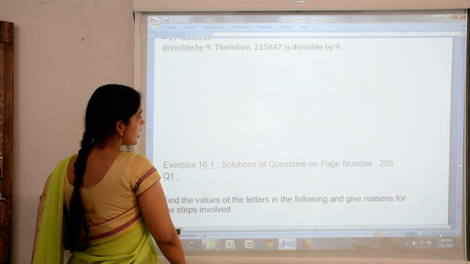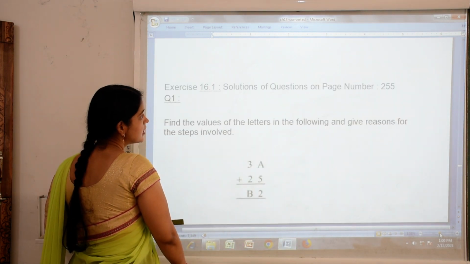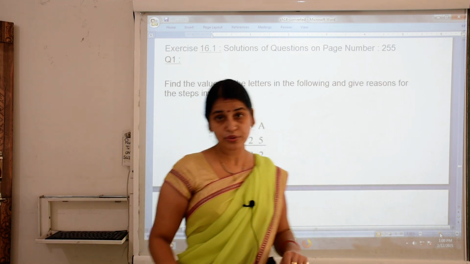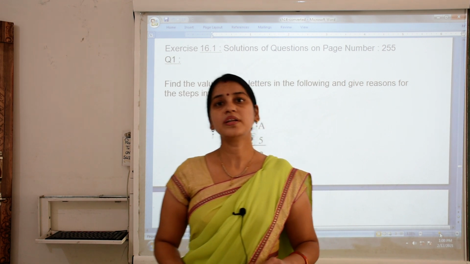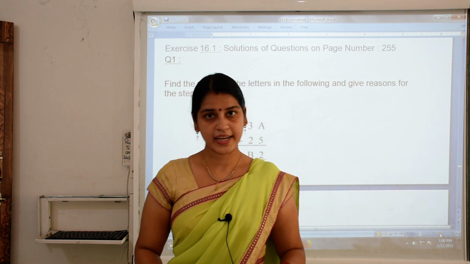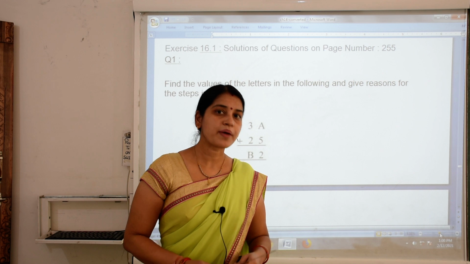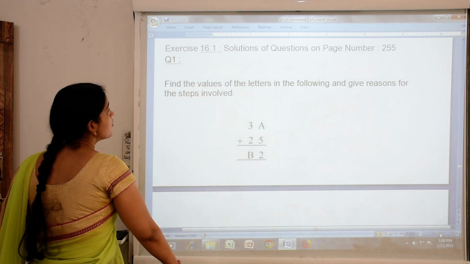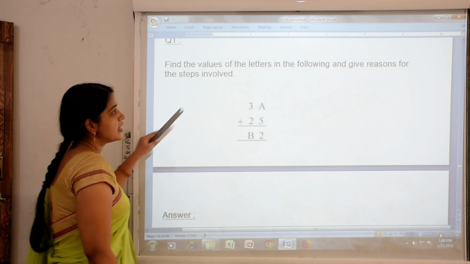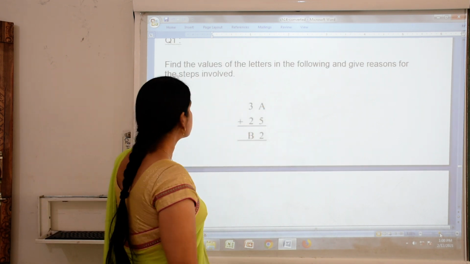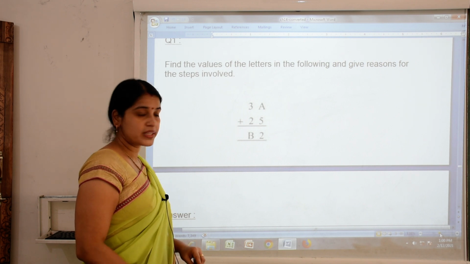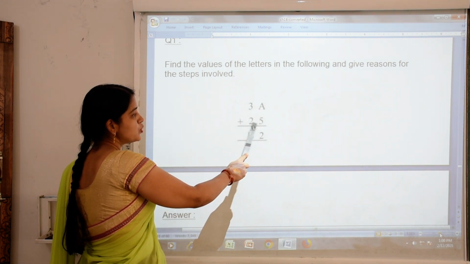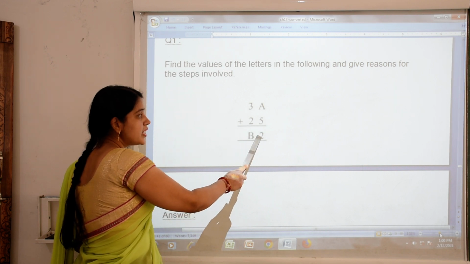Now let's see the questions related to the exercise. In the first exercise, you have to see the sums based on finding the values of letters. Okay, means different alphabets' values we have to find. So the first question: find the values of the letters in the following and give reasons for the steps involved. Like you have given here 3a plus 25, it gives b2.